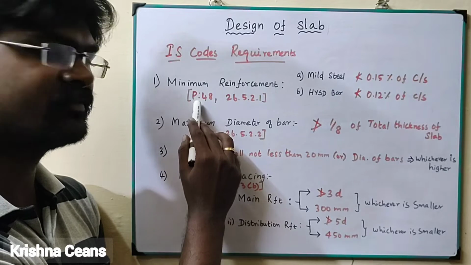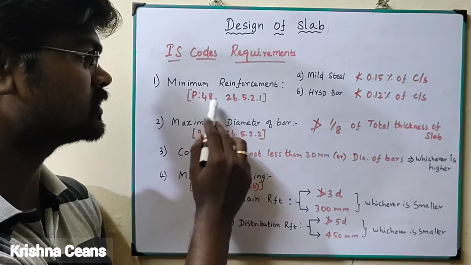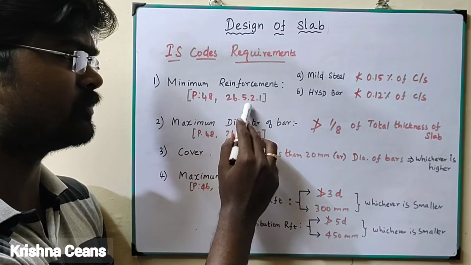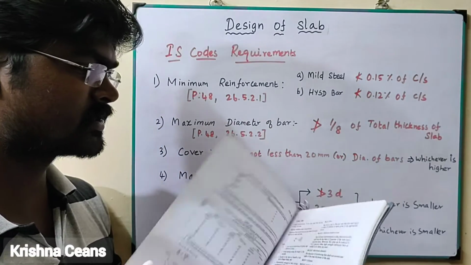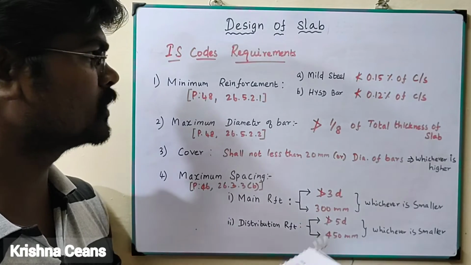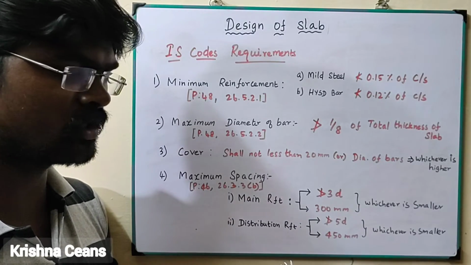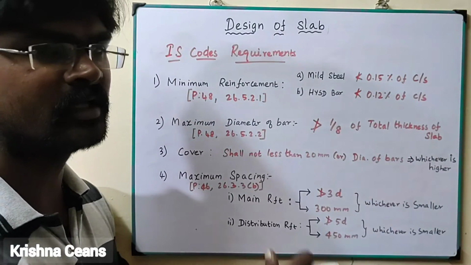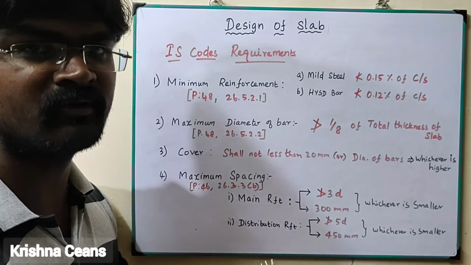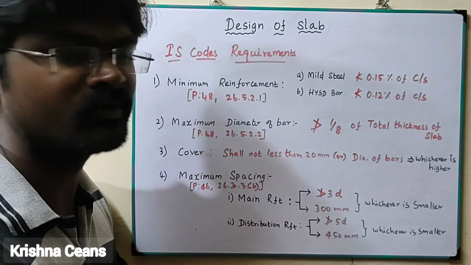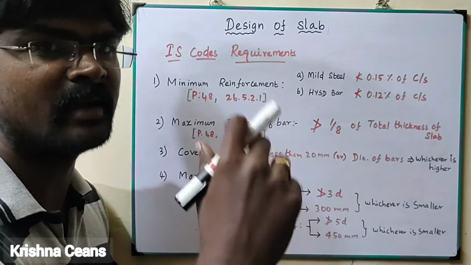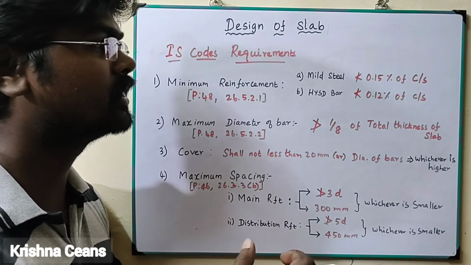This is referred to in page number 48, IS 456, para 26.5.2.1. The discussion there is on minimum reinforcement. If we are designing a slab and using mild steel, we have to provide at least 0.15% of the cross section of the slab, that is, the depth into the thickness.